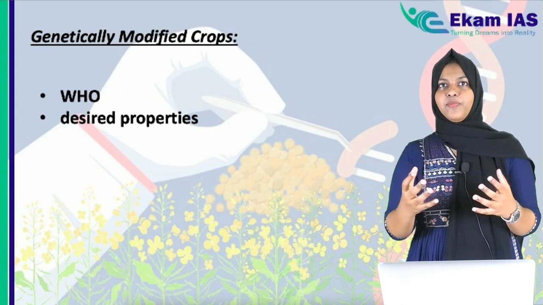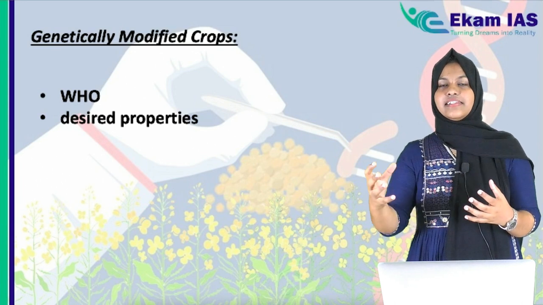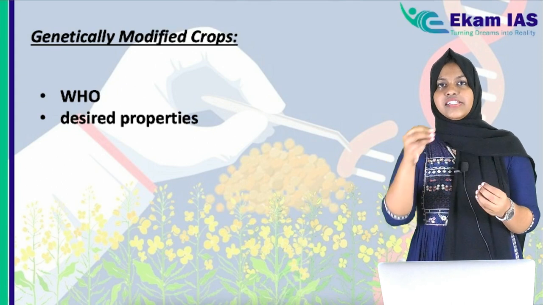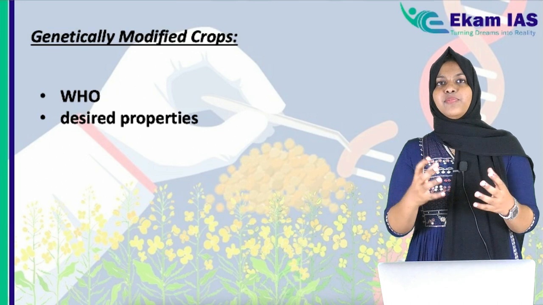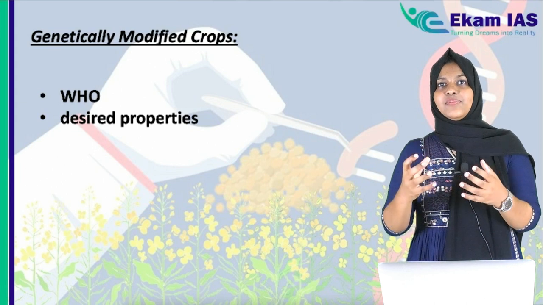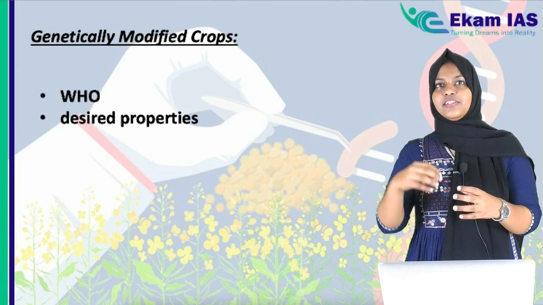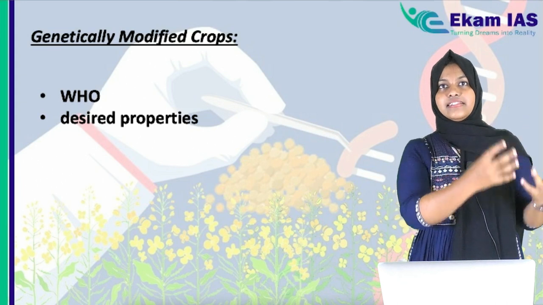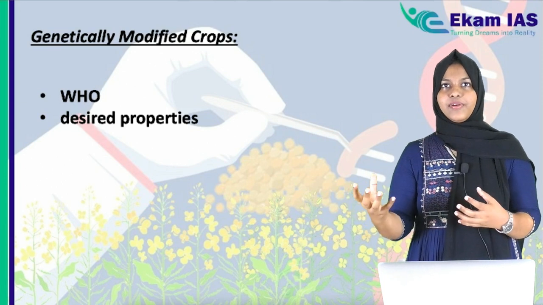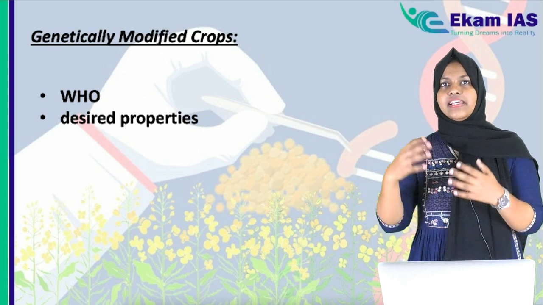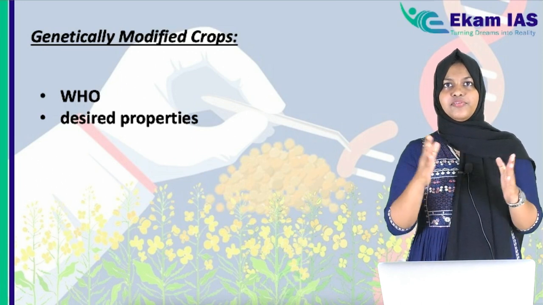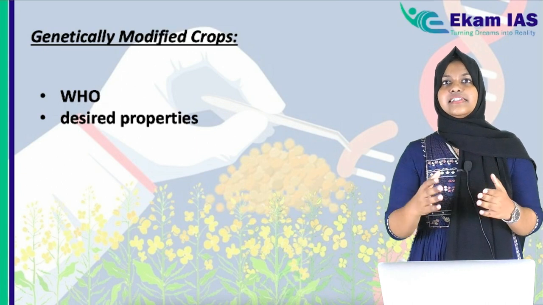If we want to get a crop which is pest resistant, then we will insert a gene from another species that is pest resistant, and we will insert it artificially into this particular crop so that we get a plant which is pest resistant. So that is what is called desired properties. The property that we desire in that particular crop, we are inserting through an artificial method, taking a gene from another species which has that property into a crop which does not exhibit that property. And through this artificial insertion, this desired property will be exhibited by this crop. So that is the basic idea of genetically modified crops, to get a desired property.